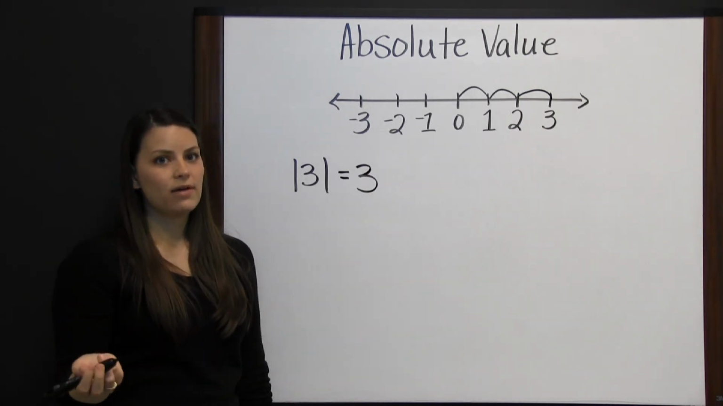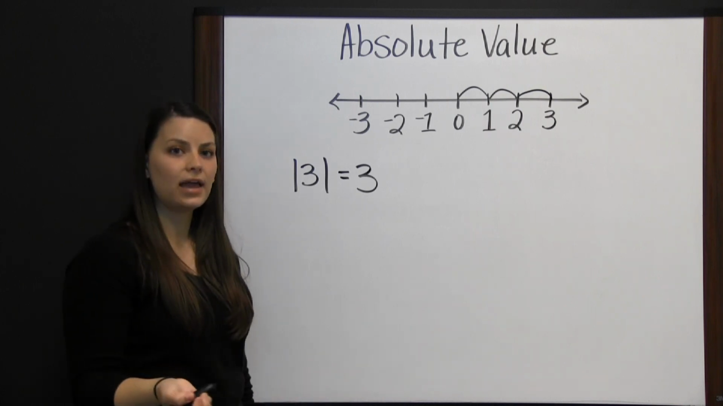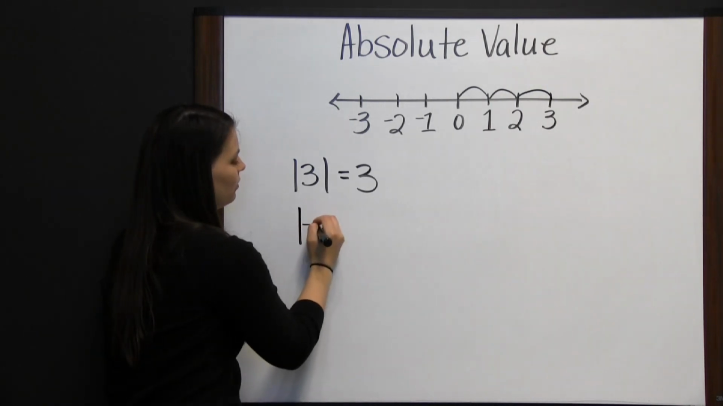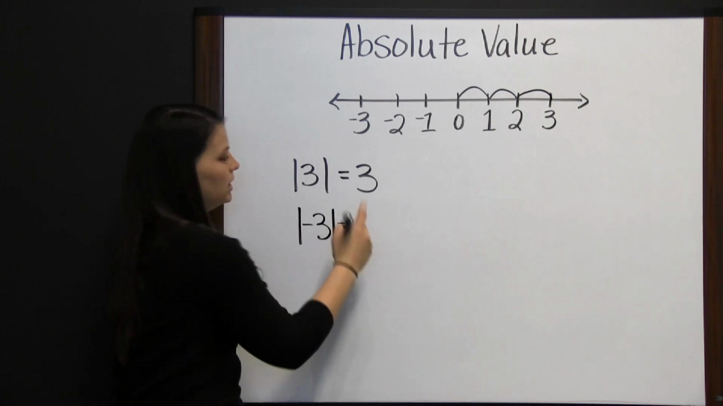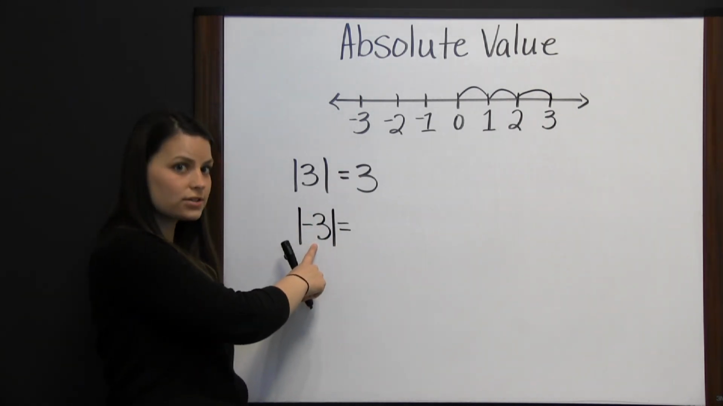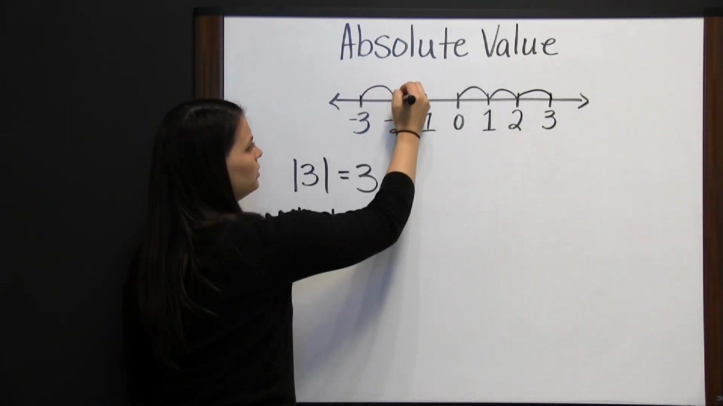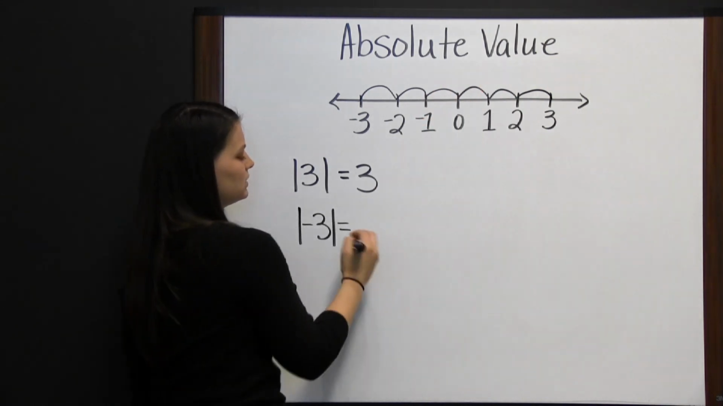The absolute value of a negative number and its positive counterpart are the same. So the absolute value of negative 3 is also 3 because negative 3 is also 3 places from 0. 1, 2, 3 places from 0.